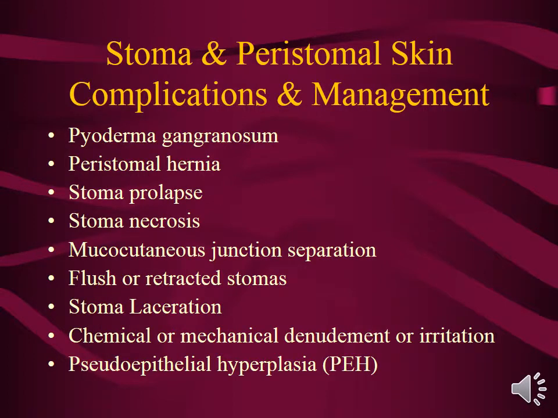The presentation will go over some really common peristomal skin complications and how we manage those. Pyoderma gangrenosum isn't really common, but it is something I've seen in practice, so I'll share that picture with you and talk a little bit about that. Peristomal hernia is extremely common, especially with those sigmoid colostomy patients who do irrigate. Stoma prolapse is common, especially in the pediatric population. Stoma necrosis is common after surgery, as is cutaneous junction separation.